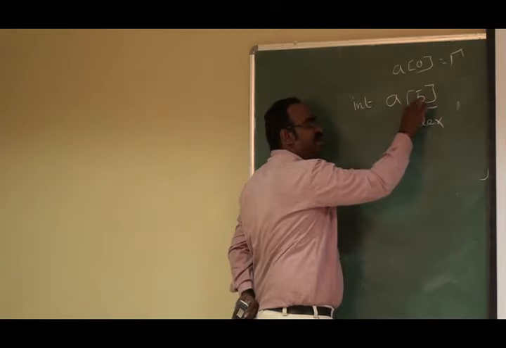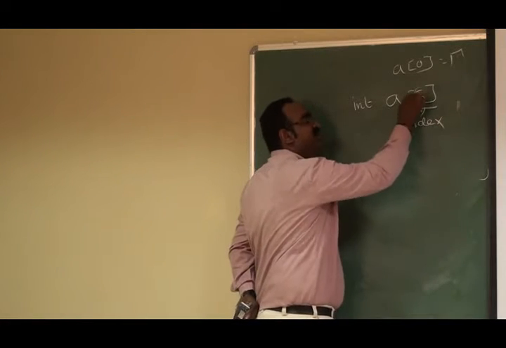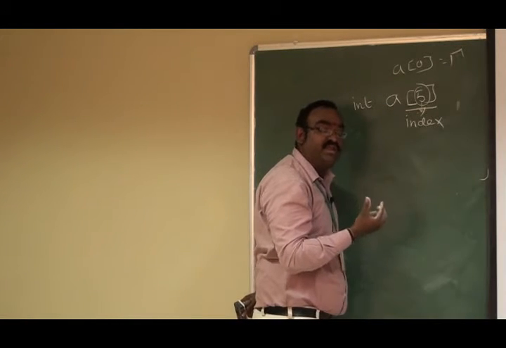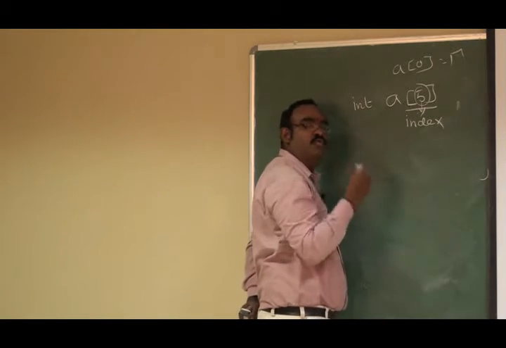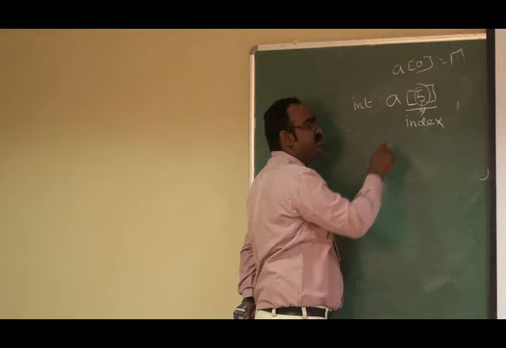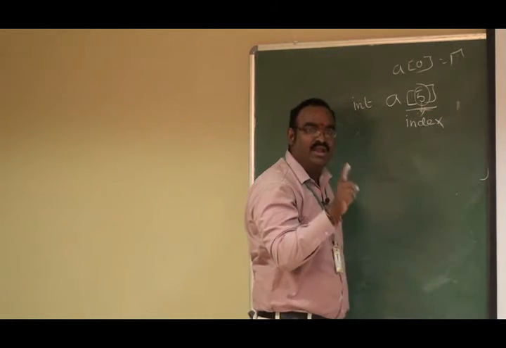A of 5 is the capacity of the array. The 5 denotes the capacity of the array, 10 bytes. For individual A of 0 is 2 bytes, up to A of 4 we can have 10 bytes. This is called indexing. This is single dimensional, only one index is there.